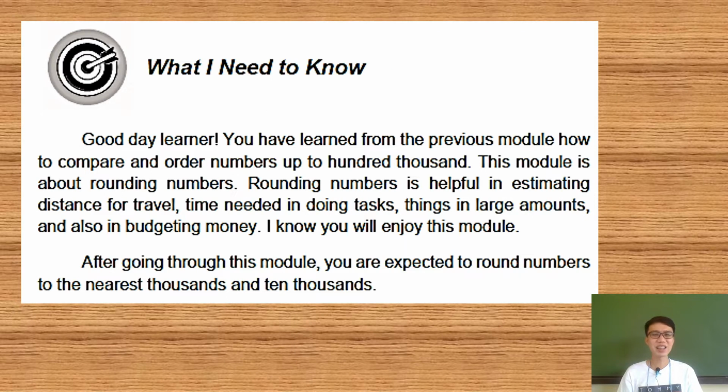Good day learners! You have learned from the previous lesson or module how to compare and order numbers up to 100,000. This module is about rounding numbers. Rounding numbers is helpful in estimating distance for travel, time needed in doing tasks, things in large amounts, and also in budgeting money. I know you will enjoy this module. After going through this module, you are expected to round numbers to the nearest thousands and 10,000s.